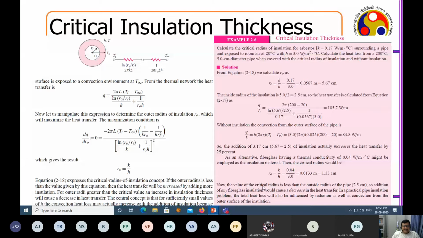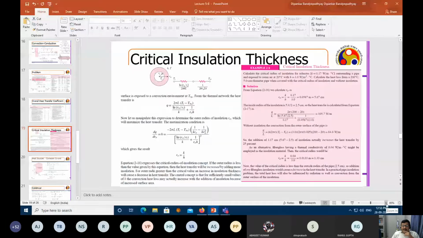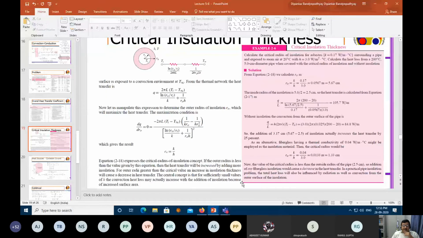Now, what this particular slide tells you is very important to understand. If the outer radius is less than the value given, so suppose you have fixed the outer radius which is less than the value, then what will happen? The heat transfer will be increased by adding more insulation. If you have a total radius of insulation, including the pipe diameter, less than the value, and you add insulation, the rate of heat transfer will increase.